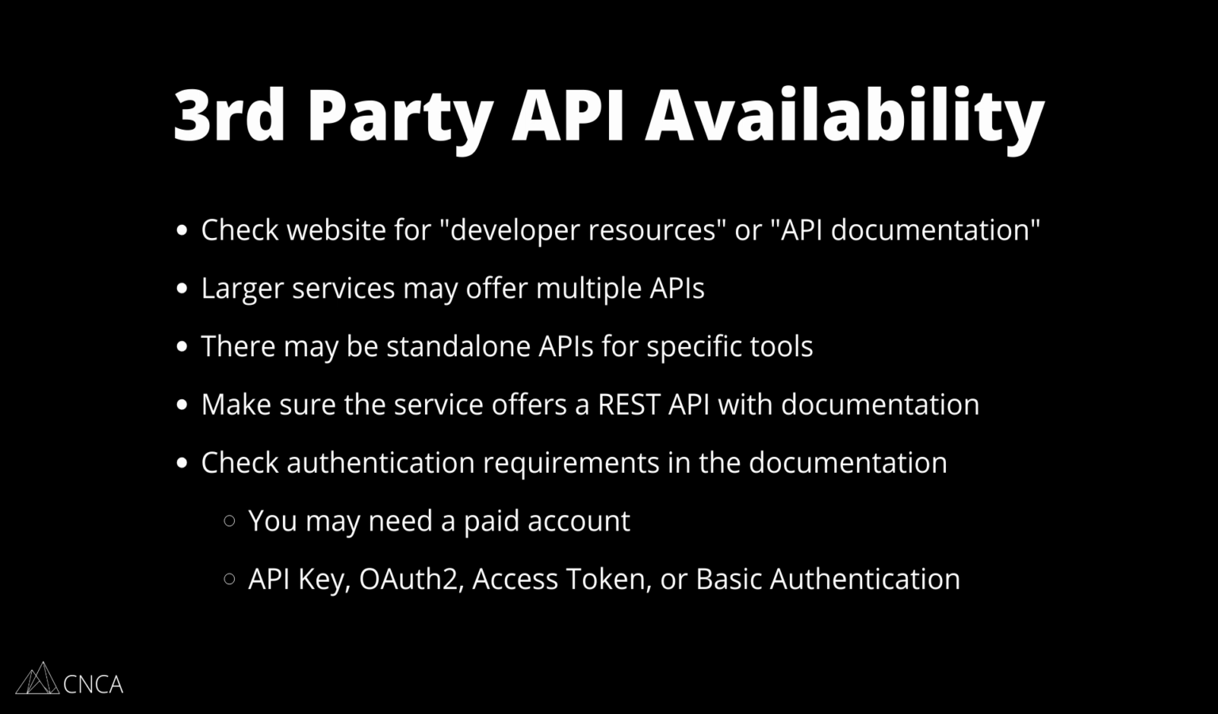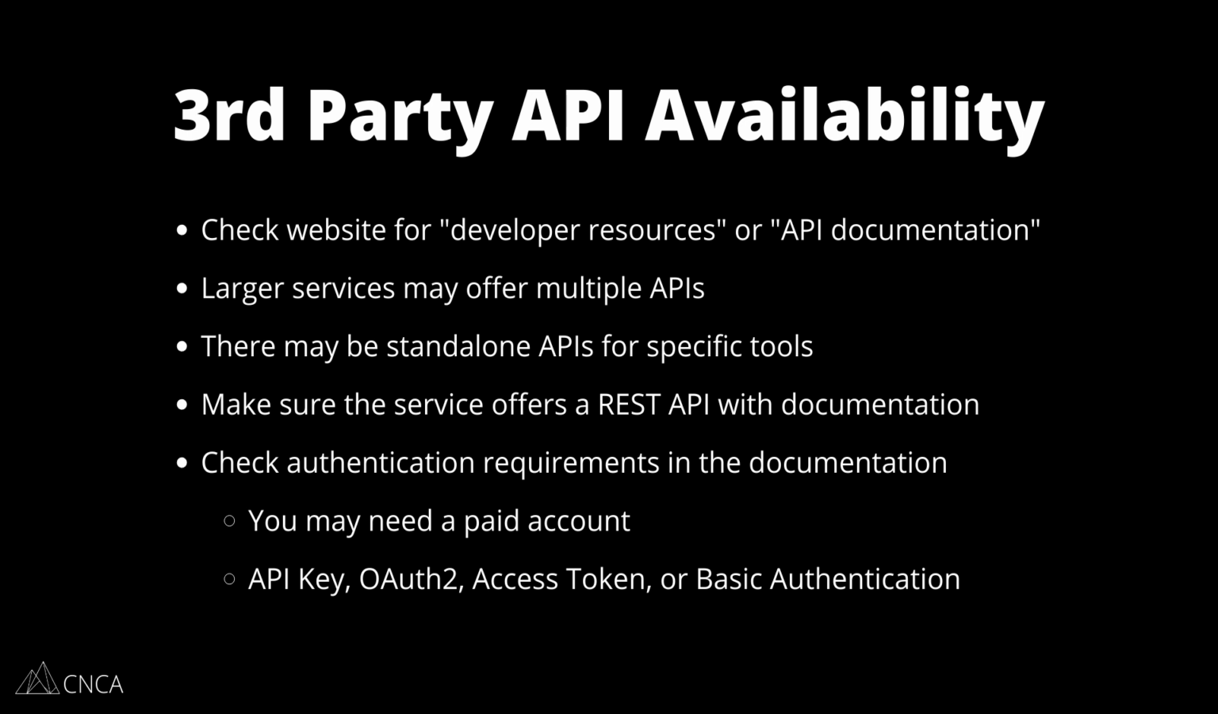Now, in order to get started with finding the right API for your Bubble app, the very first thing you need to do is just to see what the options are. What is even available? So if you've identified a service or a platform that you're interested in connecting to, the first thing you want to do is go to their website. There is typically going to be a section for developer resources. You may see the labeling as API documentation or API reference or just developers. Usually this is found in the footer of the website.